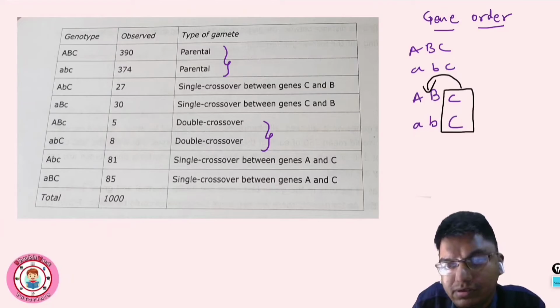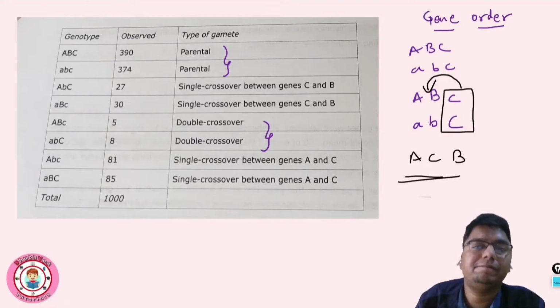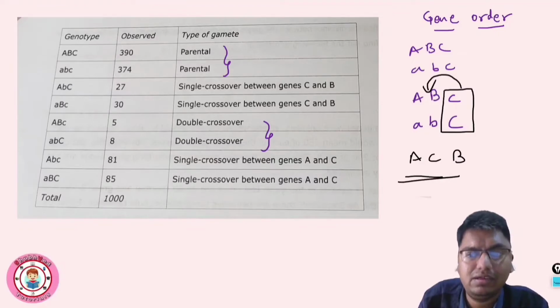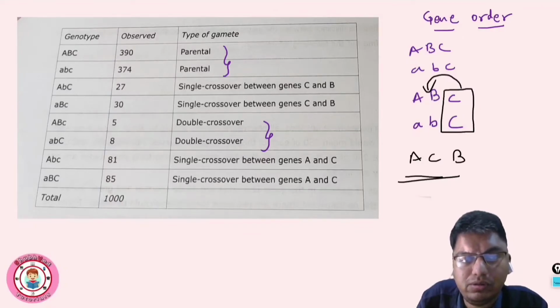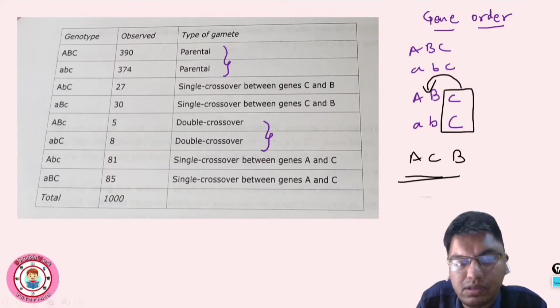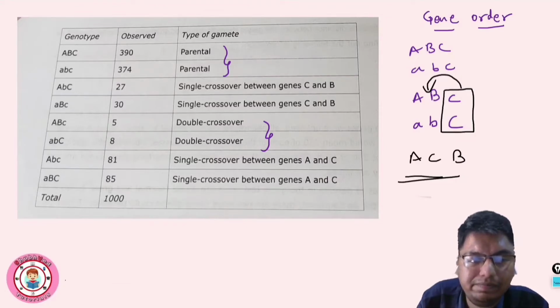So what is the gene order here? A, C, B. Right? This is the gene order. Okay. So now using this, we can find the frequencies, the map distance, as well as we can draw the genetic map. Okay. So let's see how to find that.